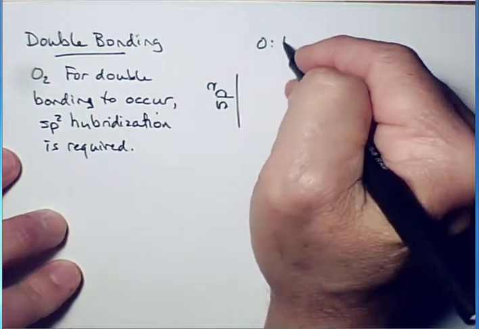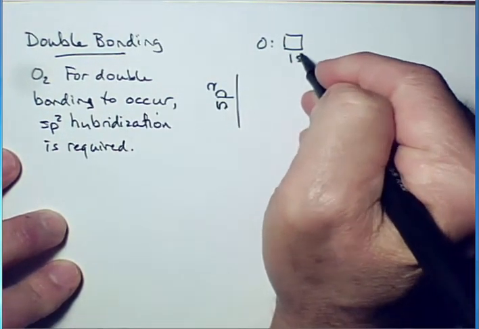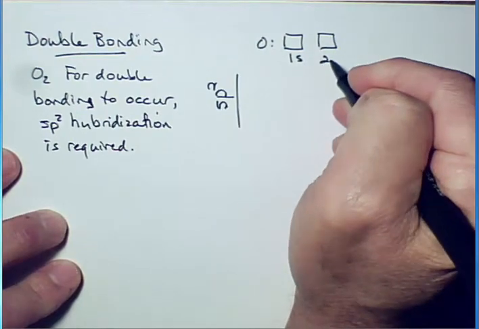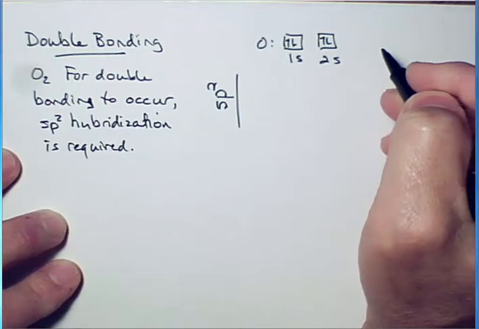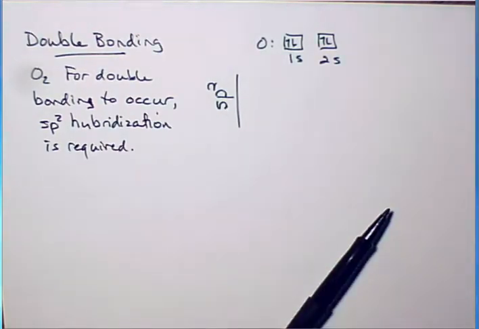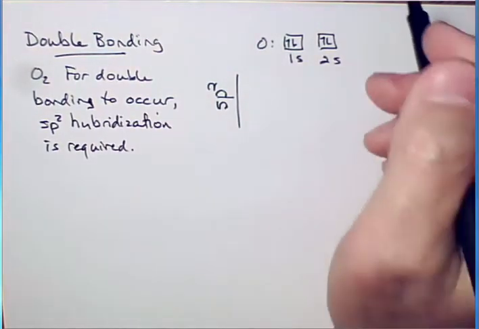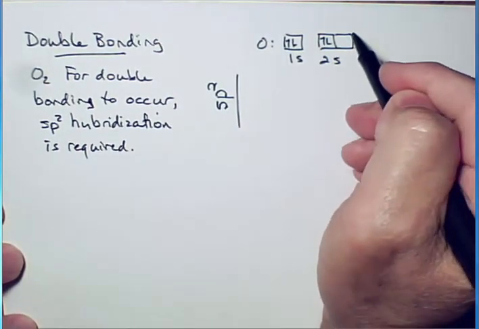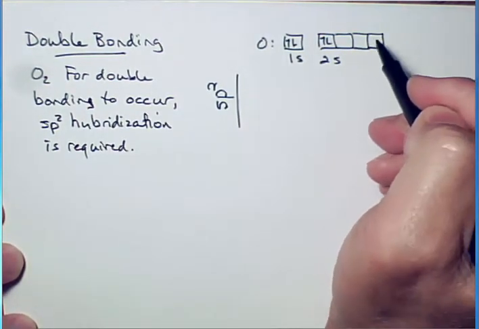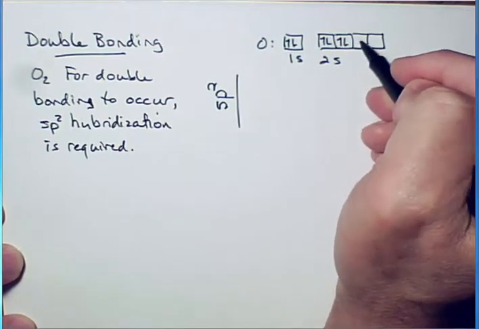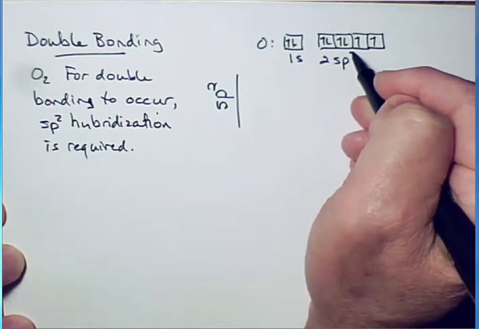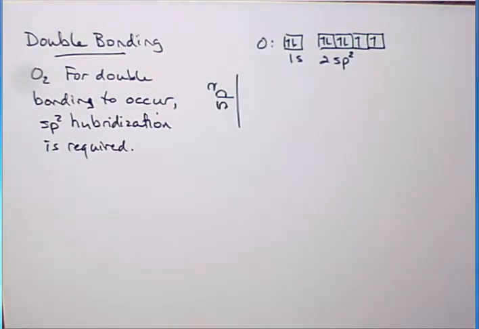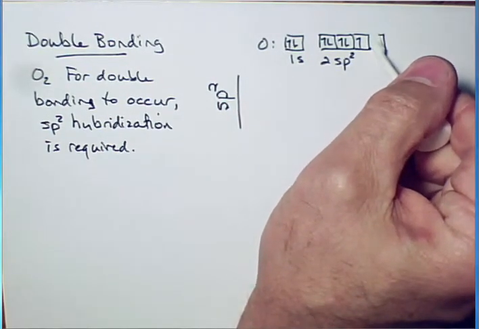So here's the sp2 hybridization for oxygen. Actually, I've got to combine that one, don't I? It's supposed to be 2s. Well, I can do that. Actually, I put an extra orbital on there. It should be separate. That last one should be a p off by itself.